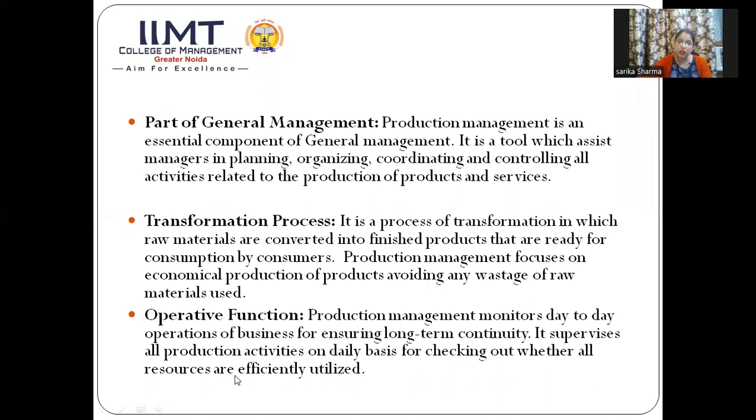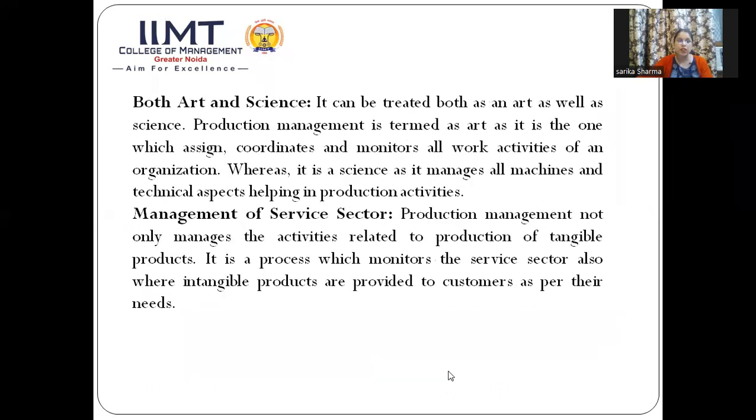It supervises all production activities, both art and science. We can add it both. It can be treated both as art as well as science. Production management is termed as art as it is one which assigns, coordinates, and monitors all work activities of an organization. How can we say this is an art? Because first of all we make the blueprint and the prototype.